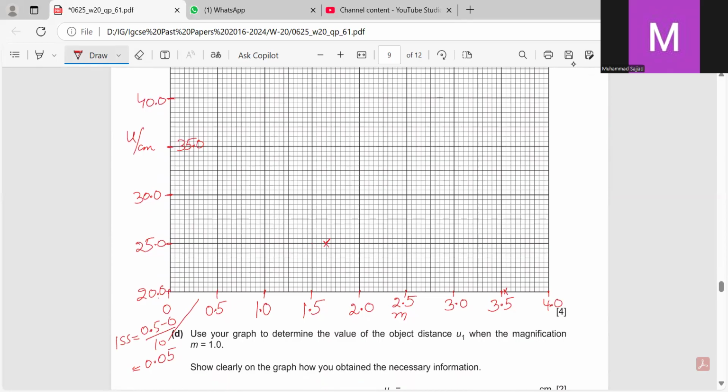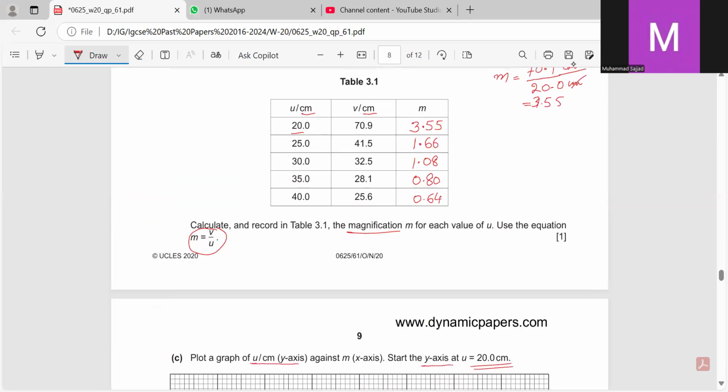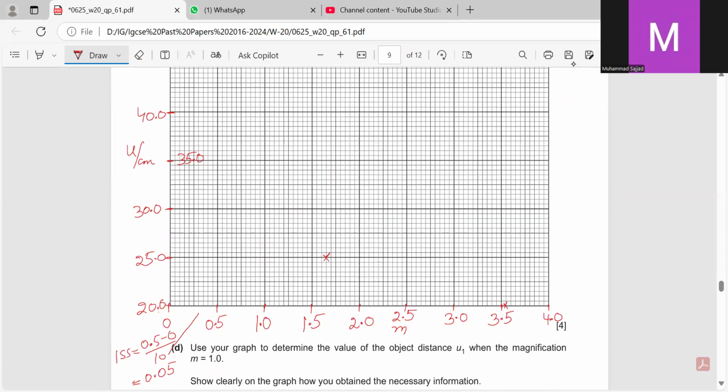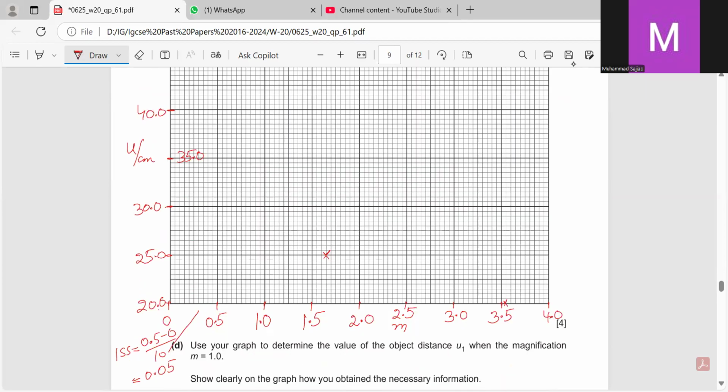Then, my dear friends, when the value of u has become 30, the value of m is 1.08. For 30, this is 1, this is 1.05, this is 1.1, so it is a little bit ahead of 1.05, here, a little bit before 1.1.